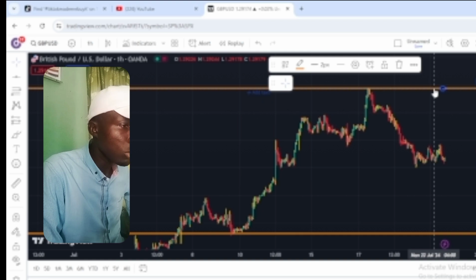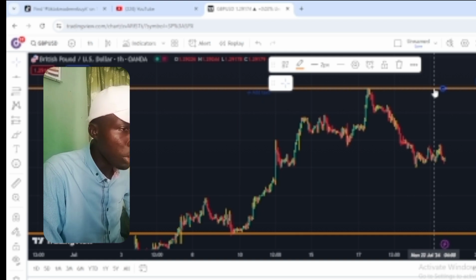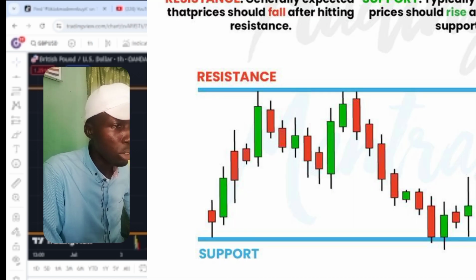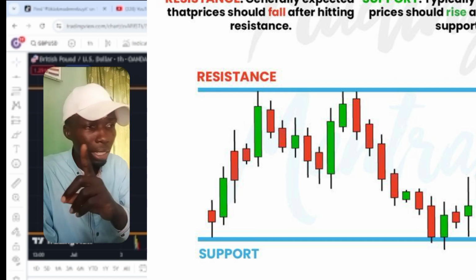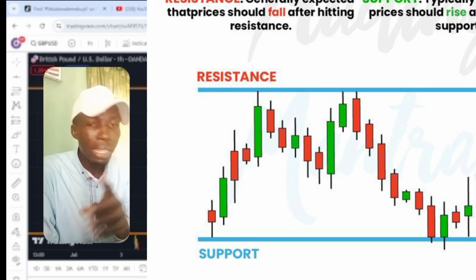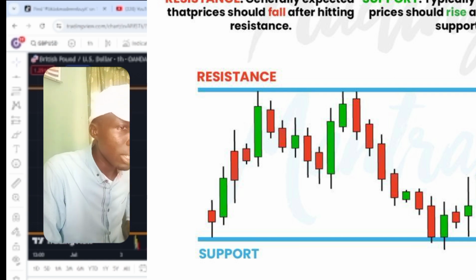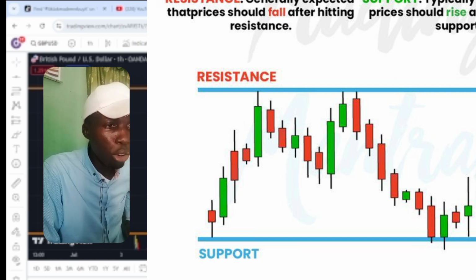So I'm trying to give you the support level. This place can be our support level. Let me take it also here. There can be many support levels, but there is always one resistance. Note this, write this down. There can be as many support levels as possible, but there can only be one resistance level in the market.